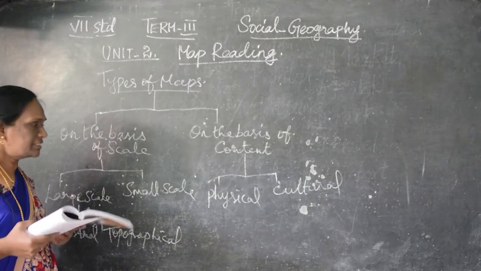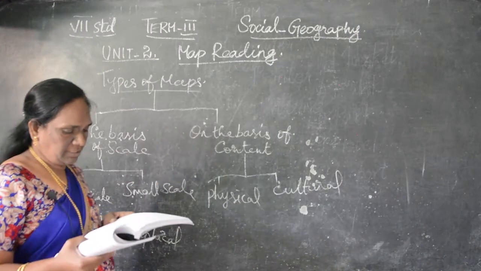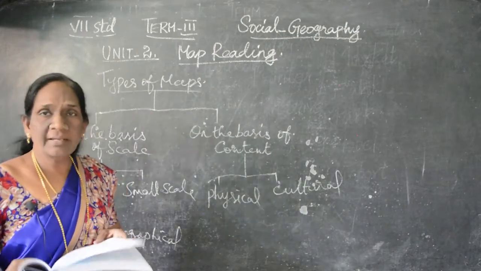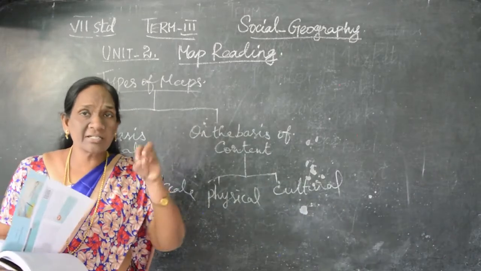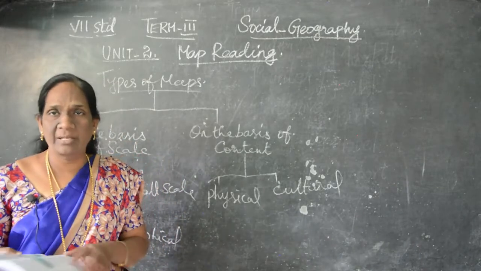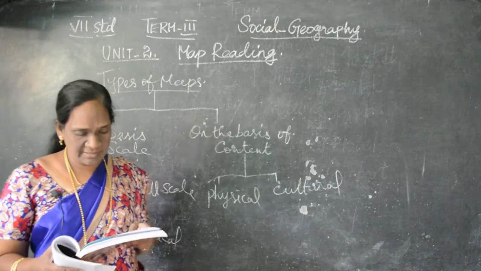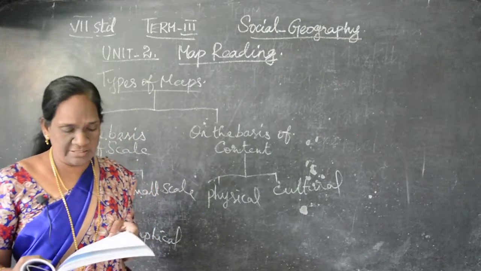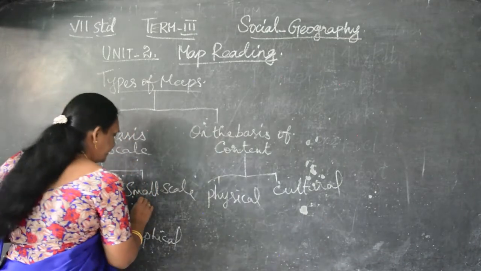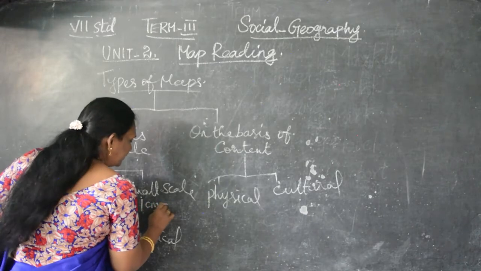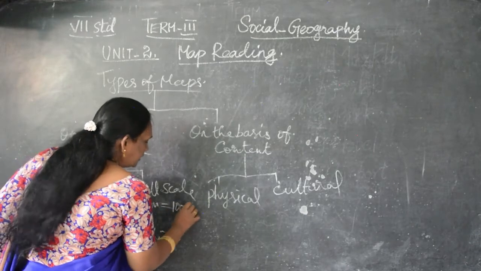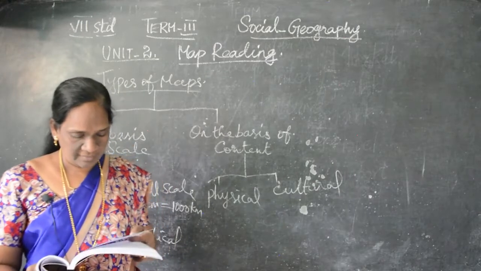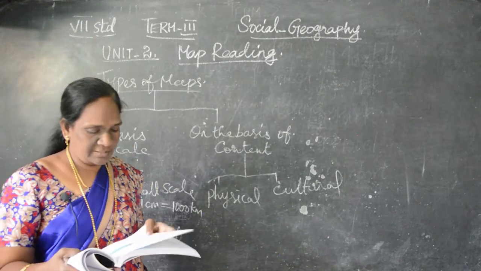Okay. Now we'll see about the small scale map. The small scale maps show the large areas like continents and countries. ஏன்னா வில்லேஜஸில் இருக்க சின்ன சின்ன ஹவுஸ் எல்லாம் ஸ்மால் ஸ்கேல் மேப்பில் பார்க்க முடியாது. We can see only the continents and the countries. These maps are drawn with 1 centimeter equal to 1000 kilometers. இந்த ஸ்மால் ஸ்கேல் மேப் எப்படி ட்ரா பண்ணுவாங்கன்னா 1 சென்டிமீட்டரை 1000 kilometer-க்கு ஈக்குவலா ட்ரா பண்ணுறாங்க. Can you follow? These are called the small scale maps.